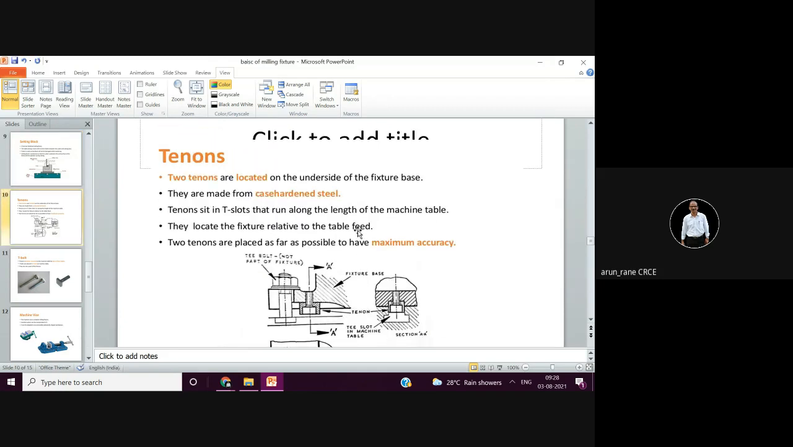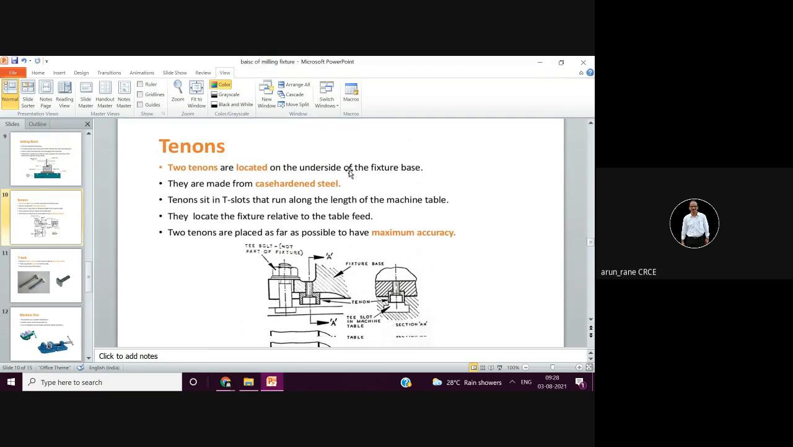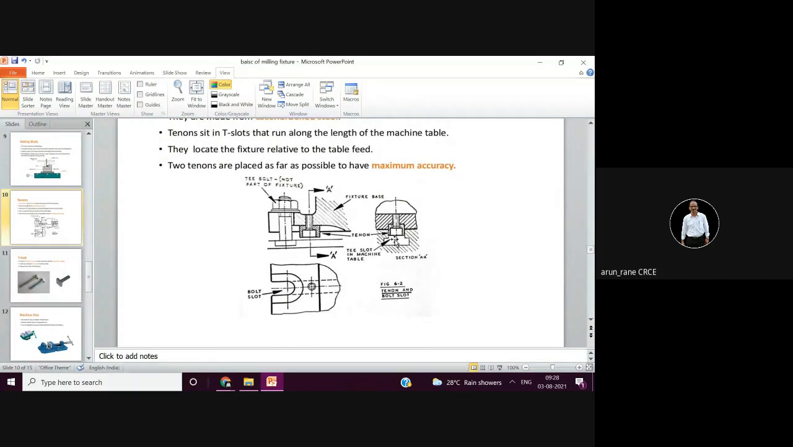Then you have another element which is called the tenon. All these you are familiar with, you have seen in the workshop, but you might have forgotten. So where is the tenon? This is called the tenon. So look at this properly. The tenon is again part of the milling fixture.